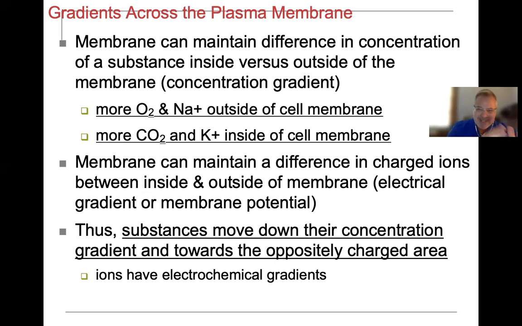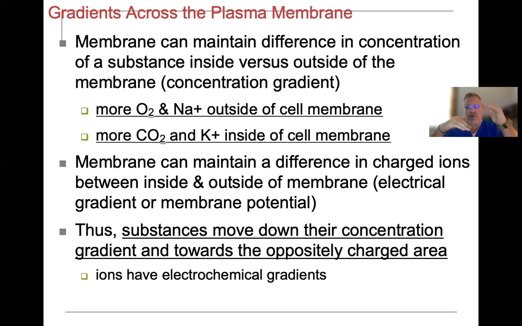So membranes can maintain the difference in their concentration gradient of substances inside versus outside, or intracellularly versus extracellularly. But there's more oxygen and sodium outside of a cell membrane, and there's more carbon dioxide and potassium inside of the cell membrane. So these things will want to move in opposite directions. The membrane can maintain a difference in their charge of ions between what's in and what's outside.